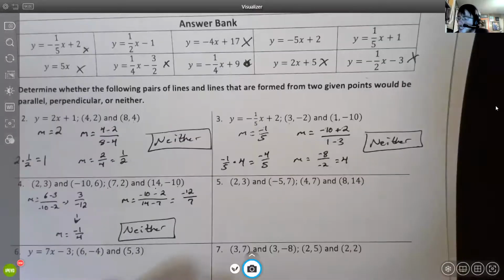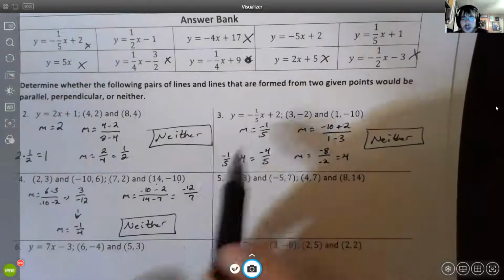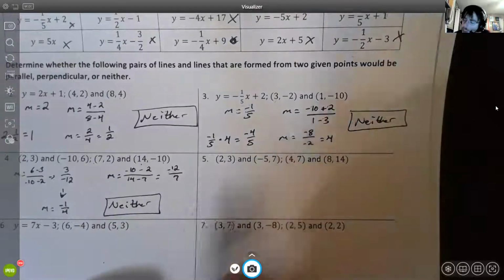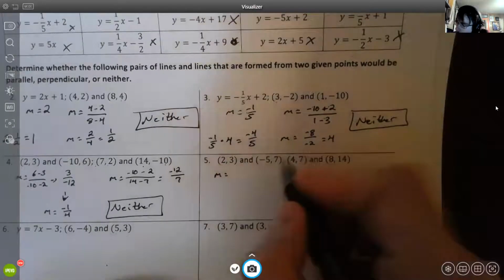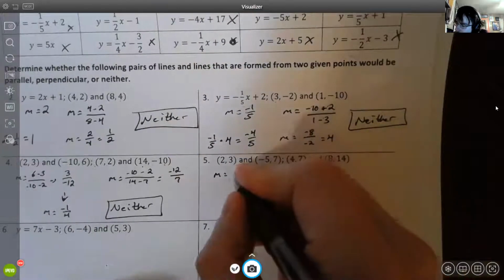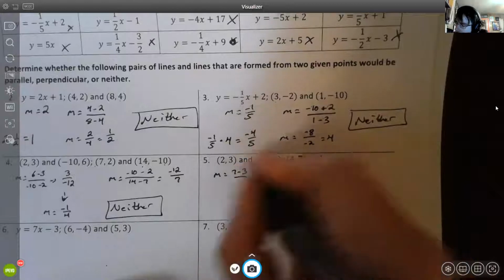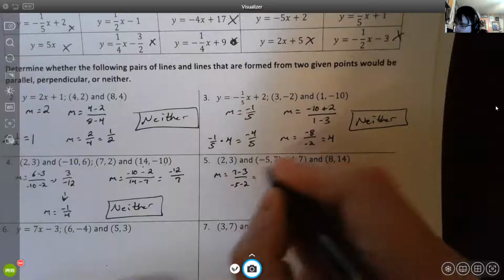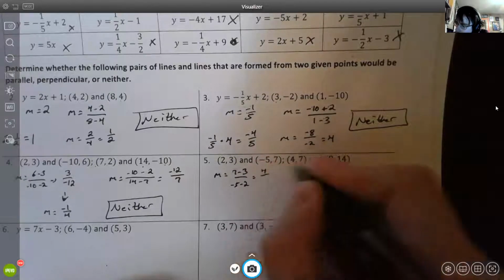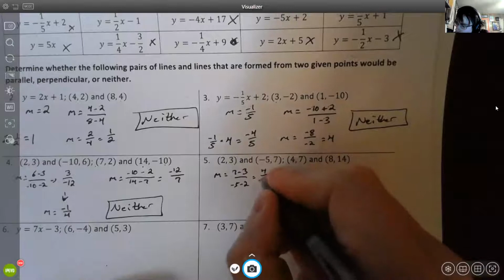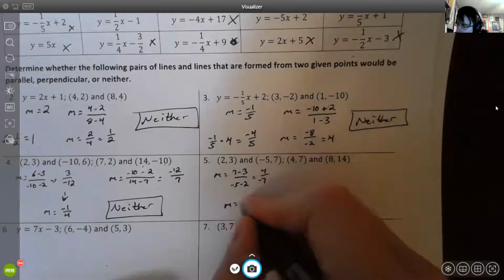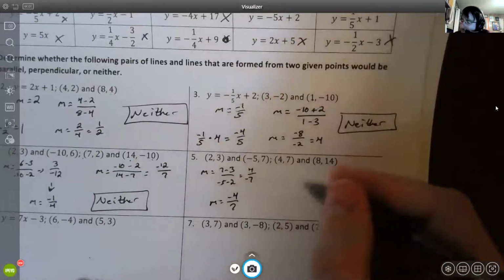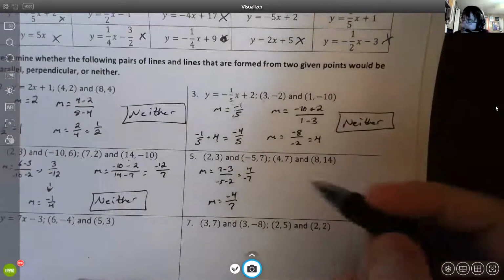All right, so number 5 here. Number 5, you have (2, 3) and (-5, 7). So we're going to find the slope of that one first. The slope here, we have 7 minus 3 over negative 5 minus 2. When we do that, 7 minus 3 is 4, and negative 5 minus 2 is negative 7. I'm just going to put the negative up top there because that's how it tends to be written anyway.